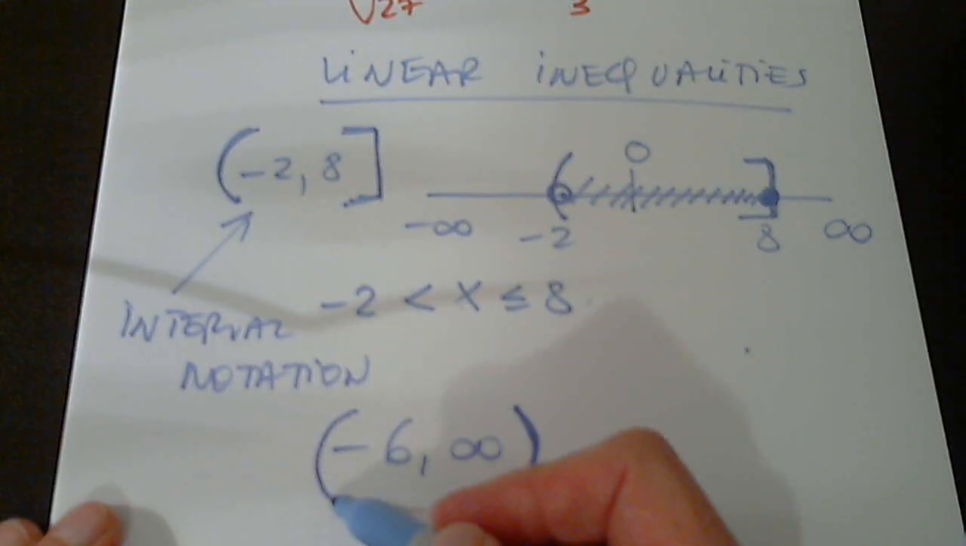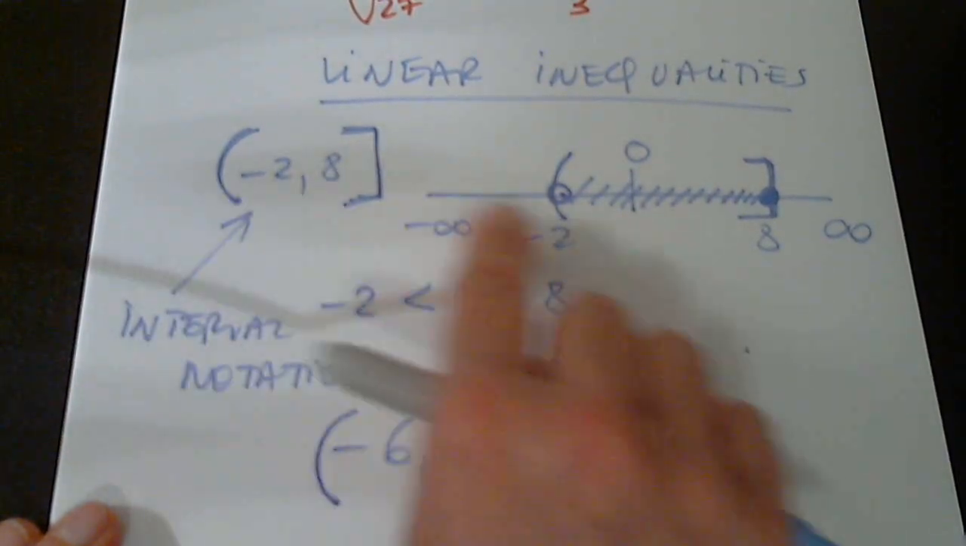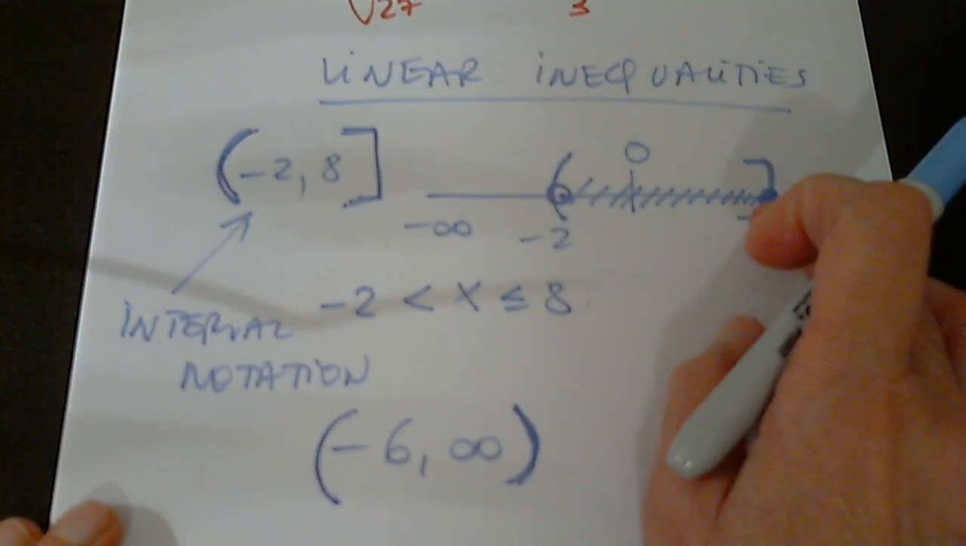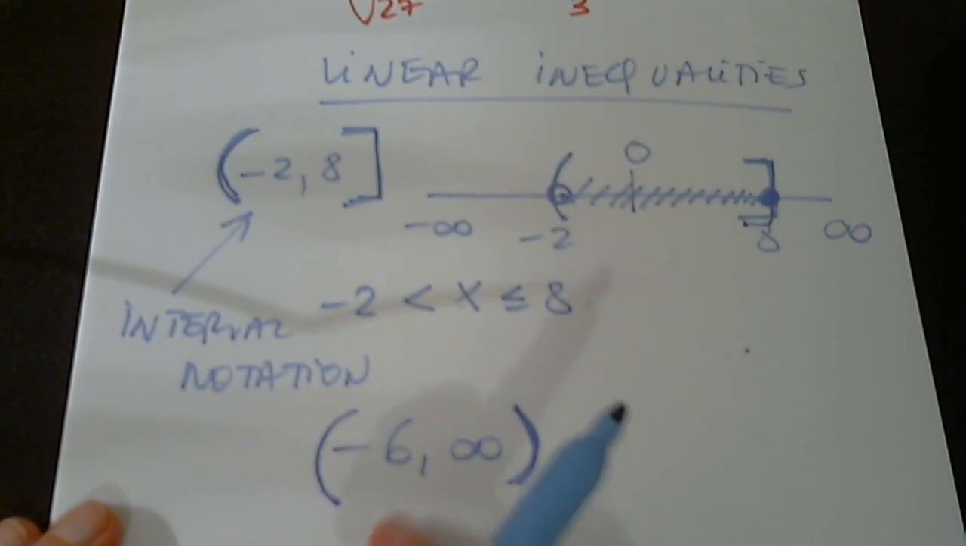When we see a parenthesis, it means that that point is not included. Negative 2 is not included because it's a parenthesis. 8 is included because it's a bracket. How do I represent this? This is also an interval notation.